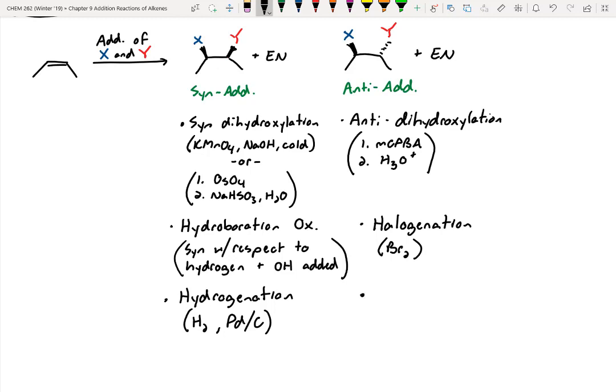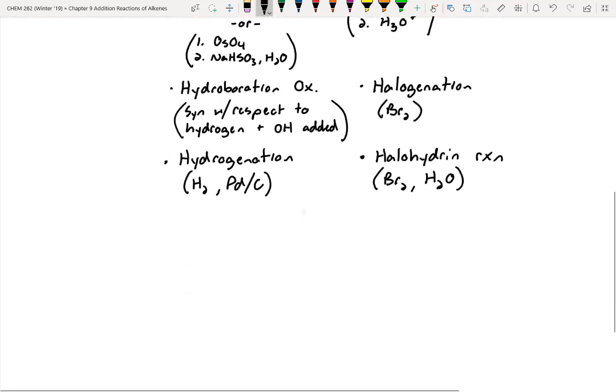Another variation of the halogenation reaction that we saw yesterday and on the pod is the halohydrin reaction. The halohydrin reaction is when you use a halogen like bromine or chlorine, and then some sort of alcohol. However, usually that alcohol is water, and the alcohol will add anti. Does that make sense? All right, one last summary piece.